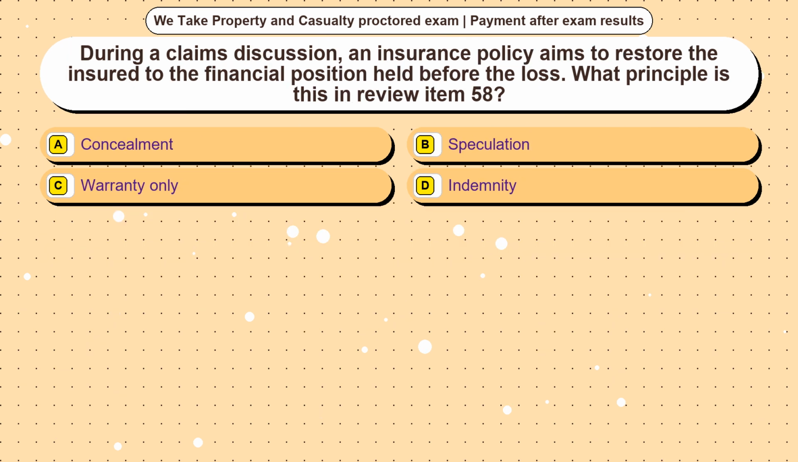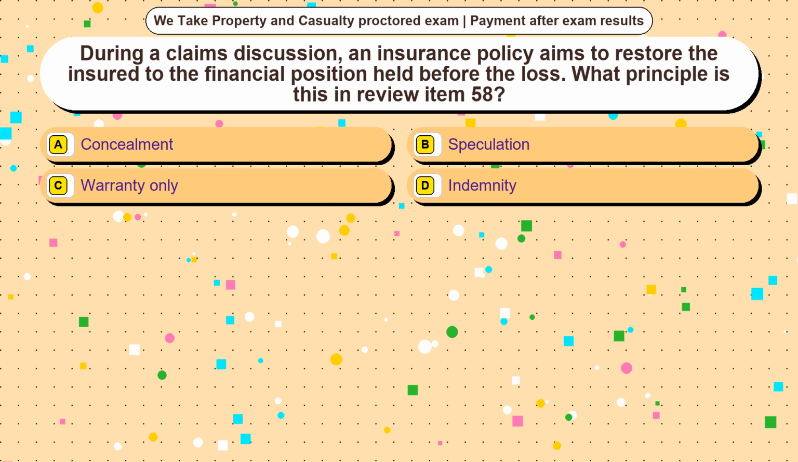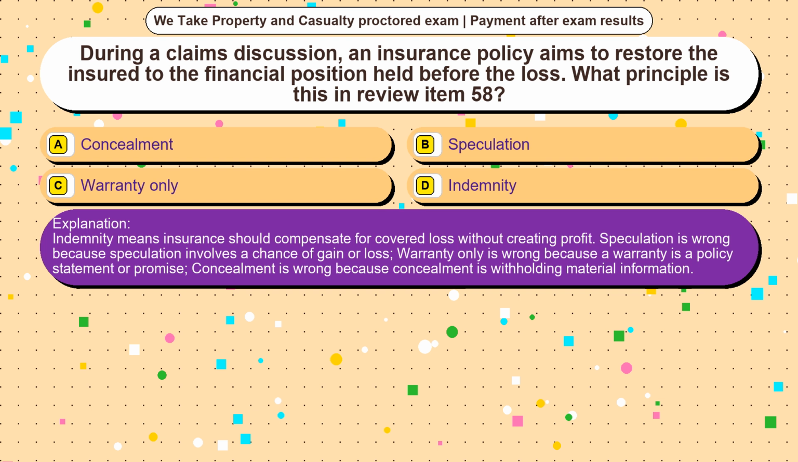Question 7. During a claims discussion, an insurance policy aims to restore the insured to the financial position held before the loss. What principle is this in review item 58? Option A. Concealment. Option B. Speculation. Option C. Warranty only. Option D. Indemnity. The correct answer is option D. Indemnity means insurance should compensate for covered loss without creating profit.